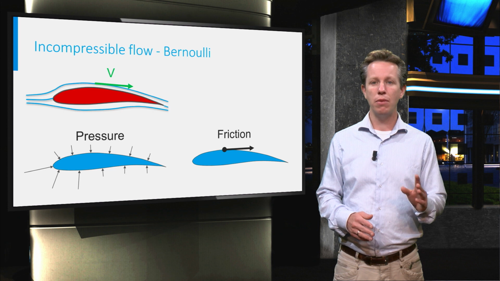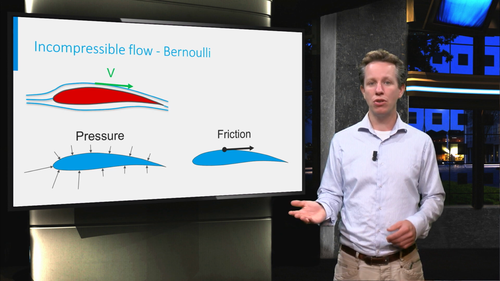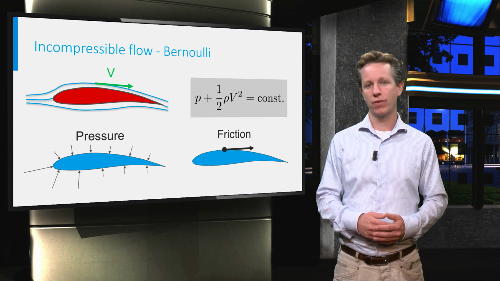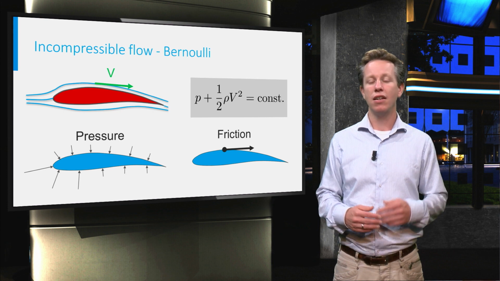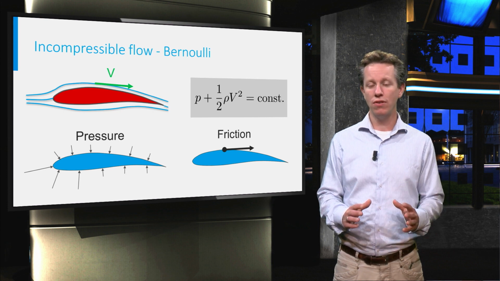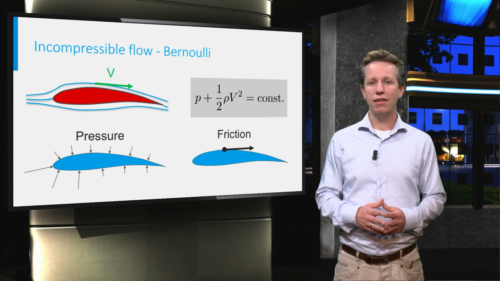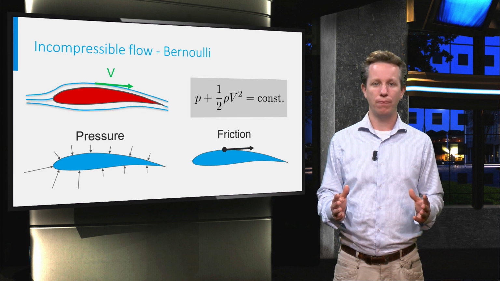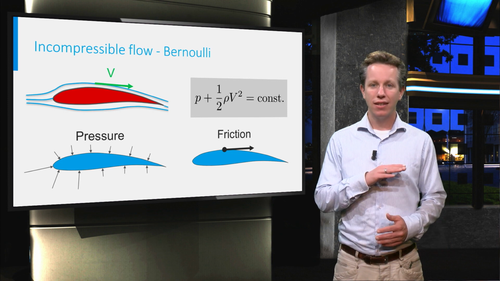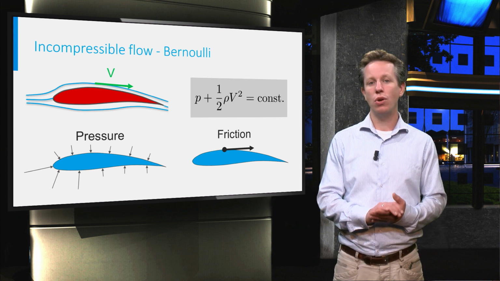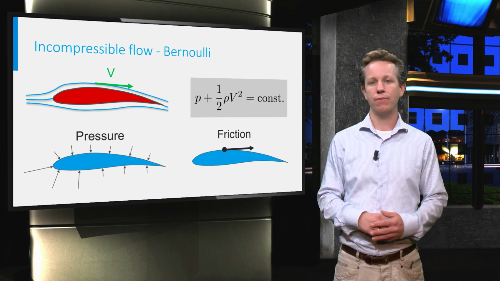Hundreds of years back, the famous Dutchman Daniel Bernoulli discovered there is a relation between pressure, density and airspeed. He found that pressure plus a half times air density times velocity squared is constant along a streamline of the flow. This equation is valid in what is called incompressible flow. So a flow where the air density is constant. This is the case when the velocity is not too high. More on this condition of incompressibility will be treated later.